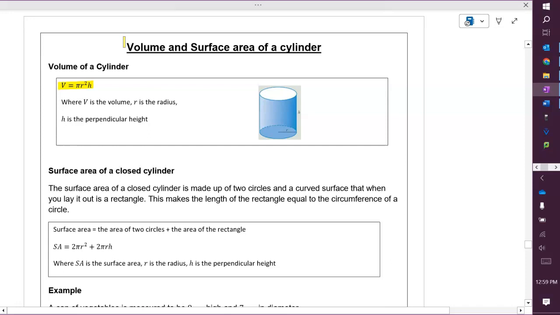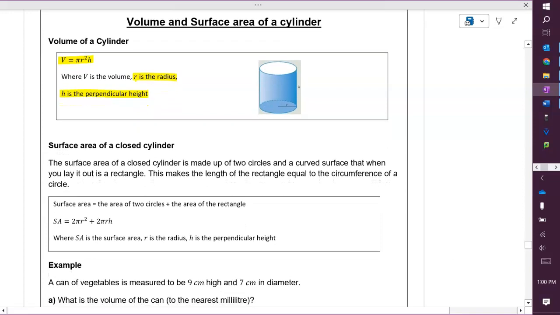Pi r squared is the area of a circle. Okay, so a circle is obviously part of a cylinder, and then h is the height of that cylinder. So our perpendicular height, r is the radius, v is our volume. Then we have the surface area.